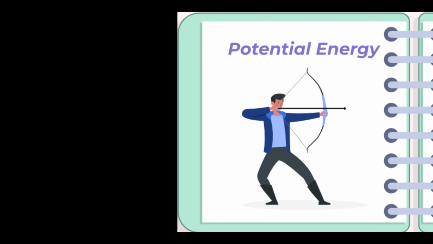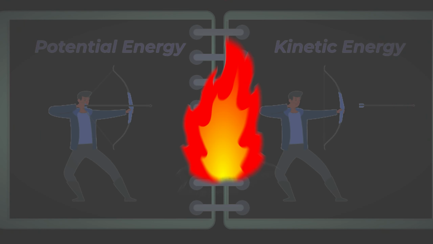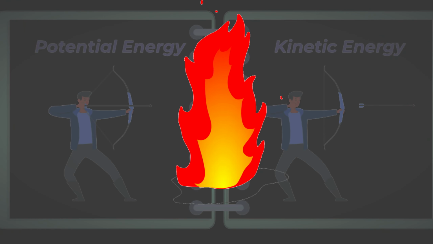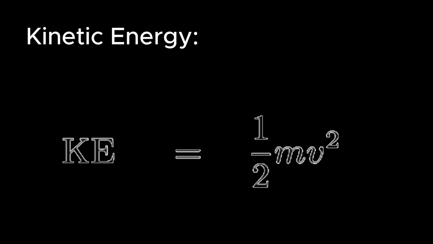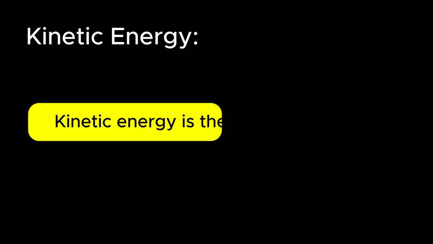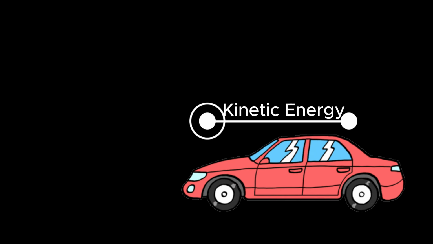Let's start with energy. Energy is the ability to do work. It comes in various forms such as potential energy, kinetic energy, thermal energy. Each type of energy has its own specific formula. For example, the formula for kinetic energy is 1/2 of the mass times the square of the velocity. Kinetic energy is the energy of motion. Any object that is moving has kinetic energy. The faster it moves, the more kinetic energy it has.